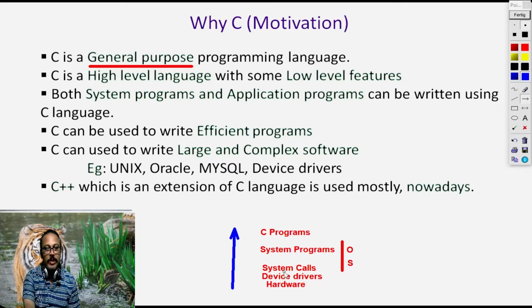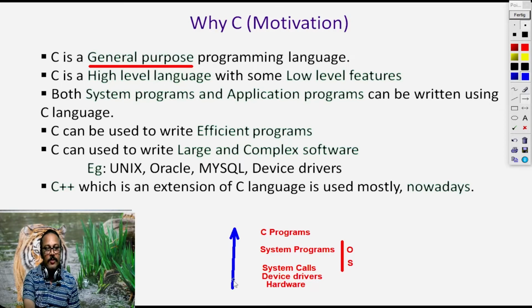which in turn make use of the system calls, and the application programs which we are going to write here. We are going to write in the C language, or C programs. So C programs make use of system programs. C programs will not bother about this hardware. They are not dependent on the hardware.